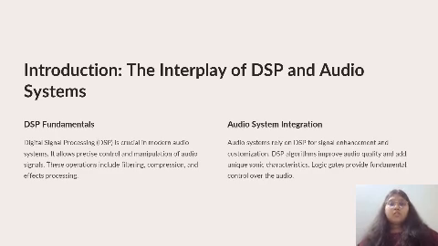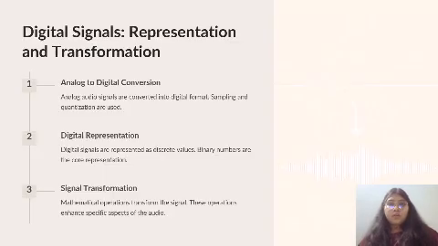Representation and transformation: analog to digital conversion. Audio starts in analog form, a continuous sound wave. To process it digitally, it must be converted using sampling, taking measurements at regular intervals, and quantization. After conversion, audio signals are represented as discrete values, individual numbers instead of a continuous wave. It's easier to represent them using sequences of zeros and ones because digital systems process binary data.